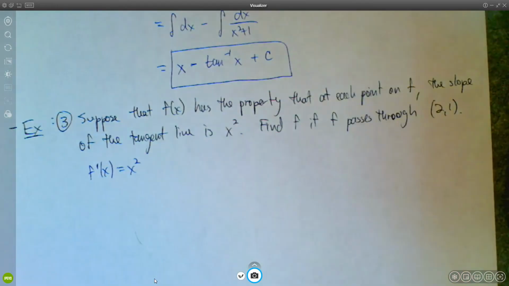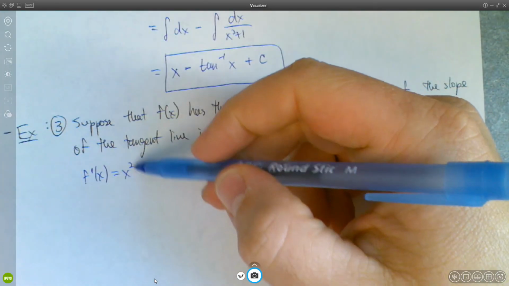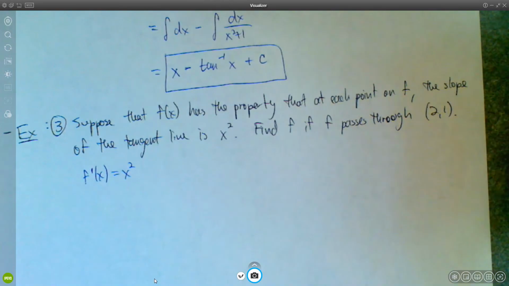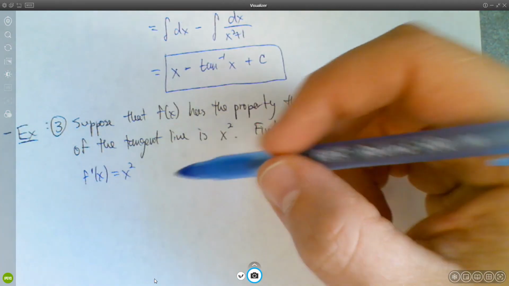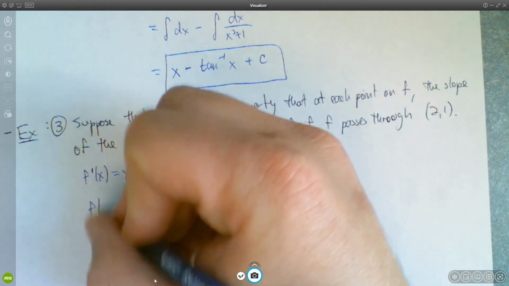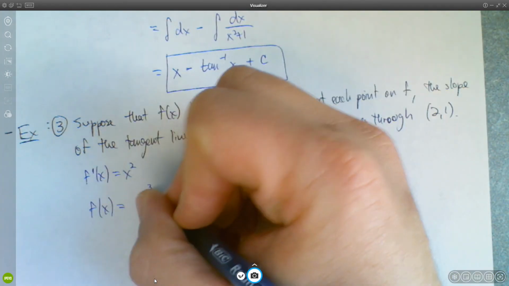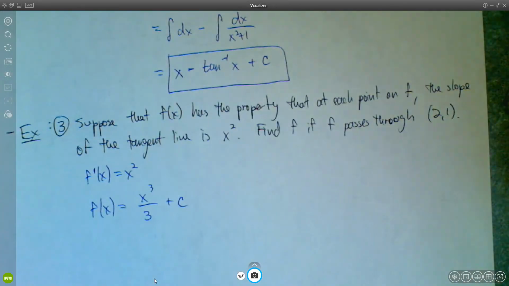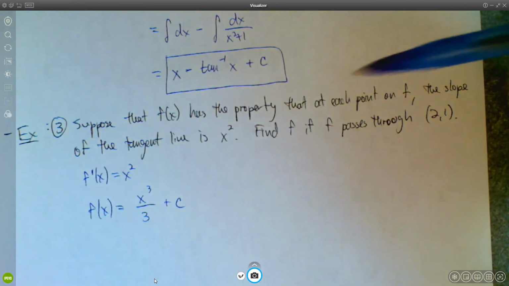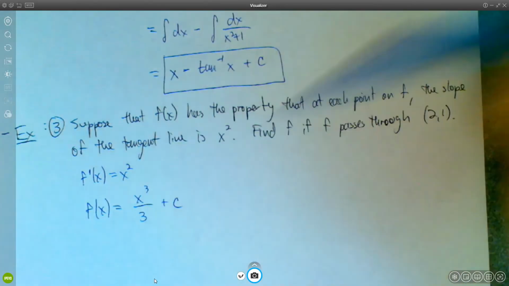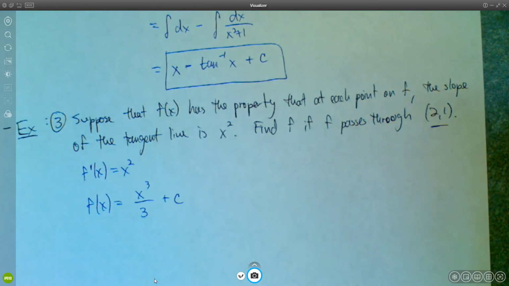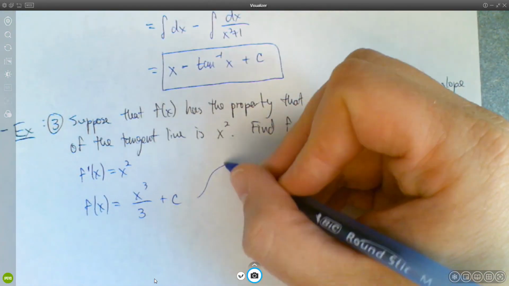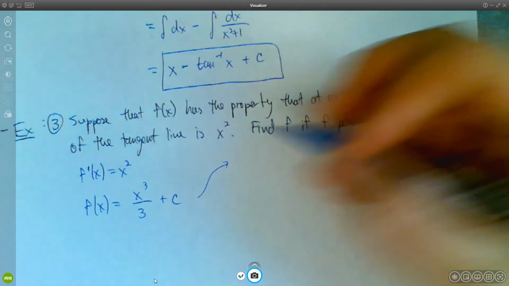Well, sure. f is just going to be the antiderivative of its derivative. So what's the antiderivative of x squared? You add 1 to the exponent and divide by that new number, and you get f of x equals x cubed over 3, and then, of course, you have your constant value. Now, if we want to find the function f of x, we would like a number to replace c with. And we can use this fact to do it. We know that the function passes through the point (2, 1), so when x is 2, y is 1.